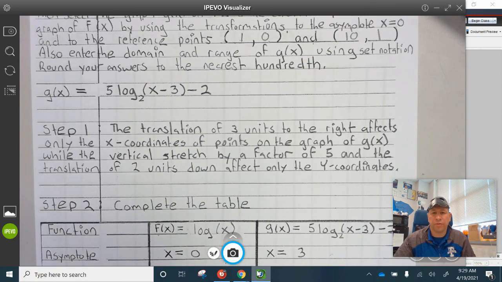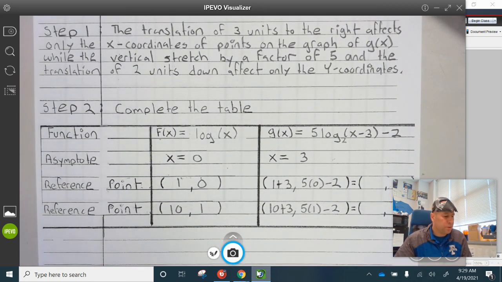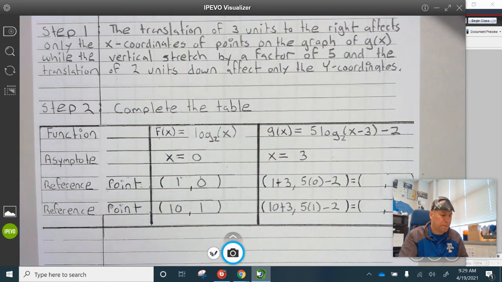Step 1. The translation of 3 units to the right affects only the x coordinates of the points on the graph of g of x, while the vertical stretch by a factor of 5 and the translation of 2 units down affect only the y coordinates. Okay. Complete the table. When f of x equals log base 2 of x, the asymptote is x equals 0.